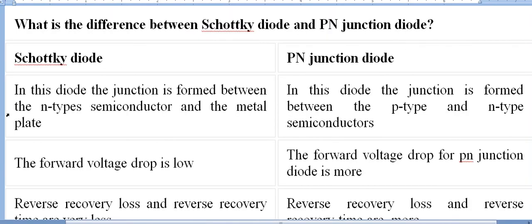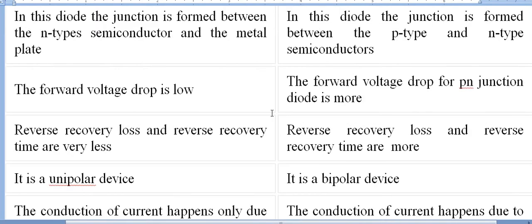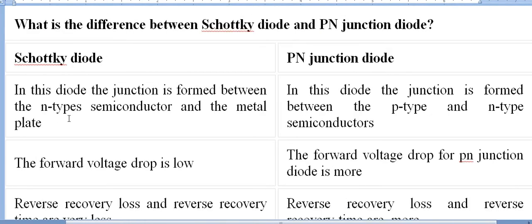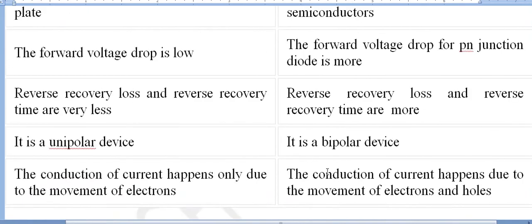So in case of Schottky diode, the junction is formed between n-type semiconductor and the metal plate. On the other hand, in case of p-n junction diode, the junction is formed between p-type and n-type semiconductor. Next, in case of Schottky diode, the forward voltage drop is low because there is no p-n junction. In case of p-n junction diode, the forward voltage drop is more.